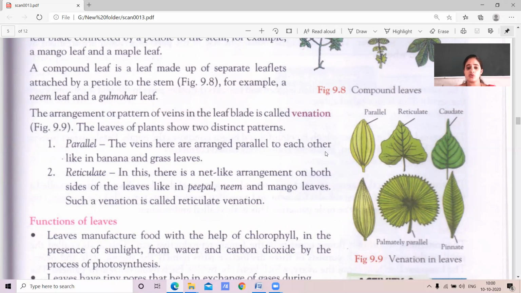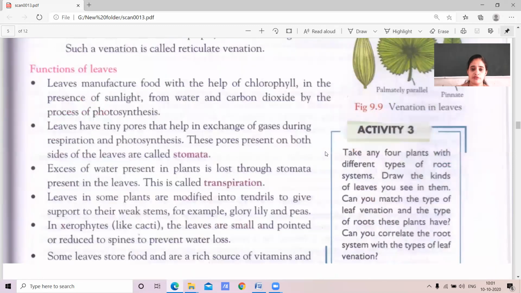Okay? So, depending upon the pattern of the veins in the leaf blade, the leaves are classified into parallel leaves and reticulate leaves. In parallel leaves, the veins are arranged parallel. In reticulate, the veins are arranged in the form of a network. Okay. What is the function of the leaf?